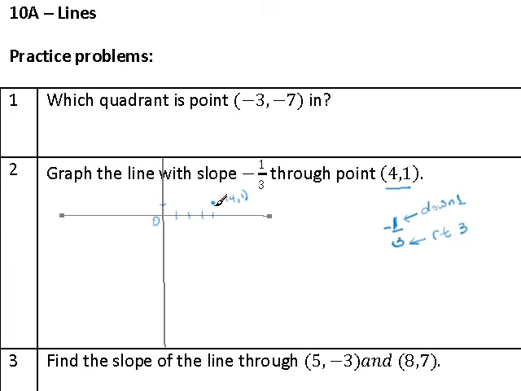Okay, so to get to another point, we're going to go down 1 from here. And we're going to go right 3. Okay, so here's where we land. And we can graph the line by just connecting these points. Okay, so here's our line, and we can see that the slope is negative. If we look left to right, this line is going down. So the slope is negative.